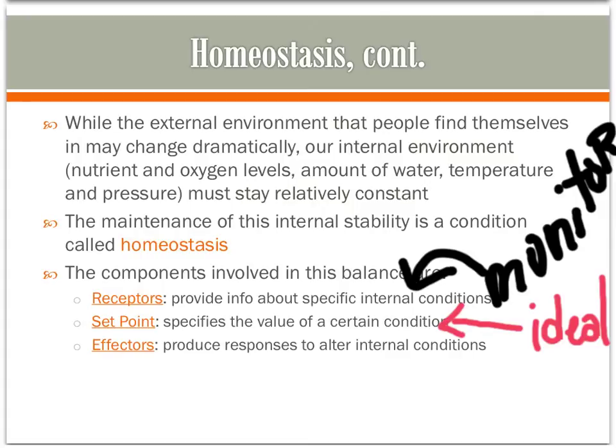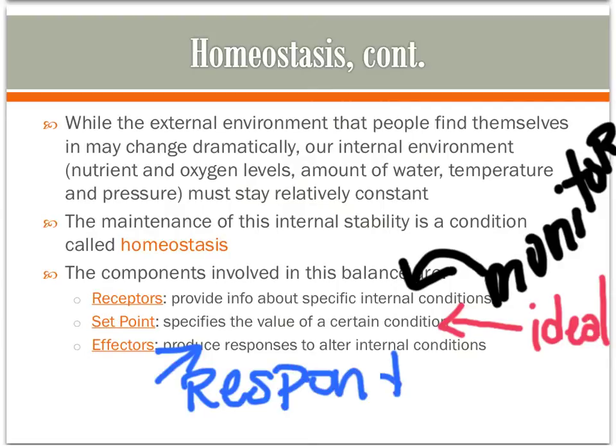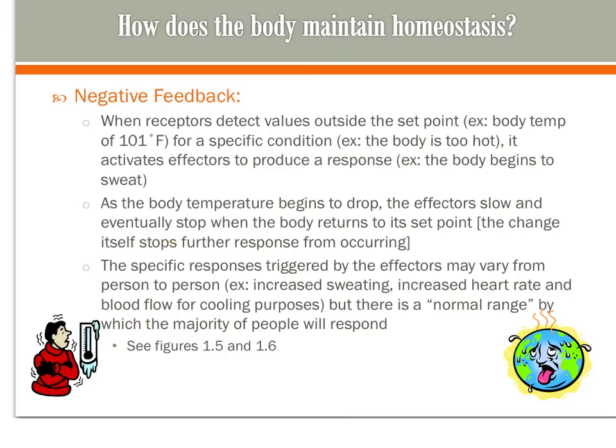And then the effectors basically respond to any issues, problems, anything outside the normal range. So we have monitors or receptors, we have an ideal set point, and we have effectors that respond when necessary. There are two basic ways that the body can respond. The first one is called negative feedback, and this is by far the most common response system in the body.